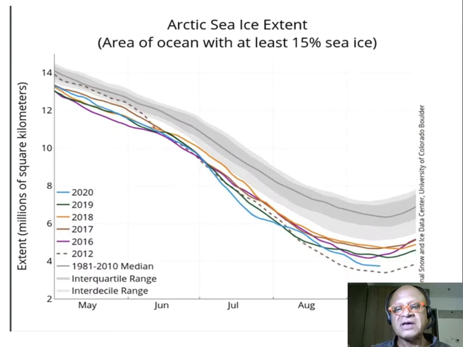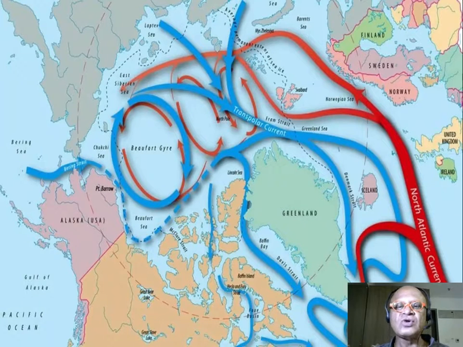So look at this time series here for 2020. As we said, this is showing many years, 2020, 19, 18, and then the median of the long term. You can see 2020 is this blue color here. 2012 was the lowest extent, and 2020 is heading to be the second lowest sea ice extent in the Arctic. So the circulation looks like this.